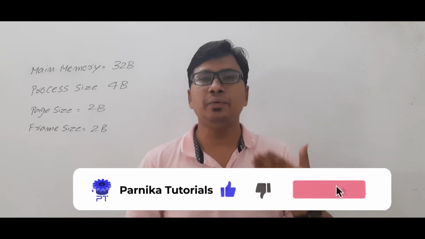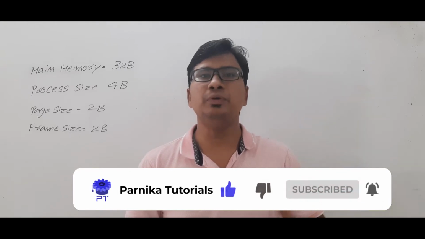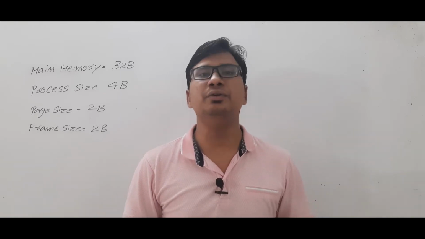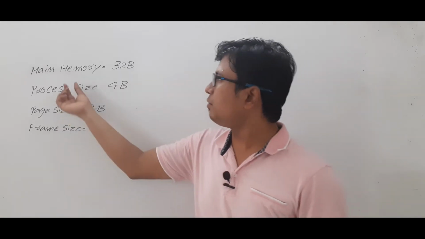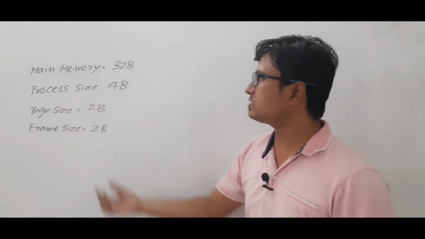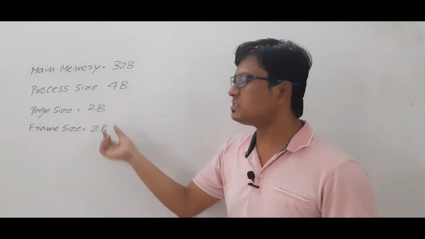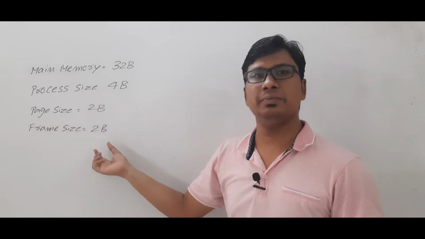In this video, I want to discuss one numerical example to make you understand the paging concept in detail. So I request everyone to watch the complete video for better understanding. They have given main memory size is 32 bytes, process size is 4 bytes, page size is 2 bytes. If page size is 2 bytes, obviously the frame size will be 2 bytes.